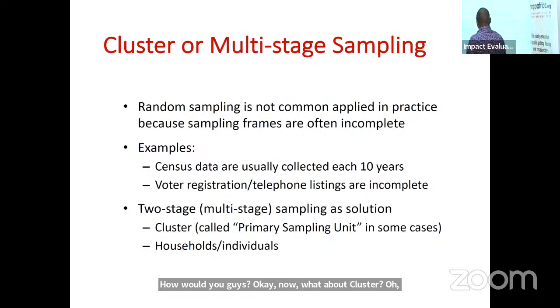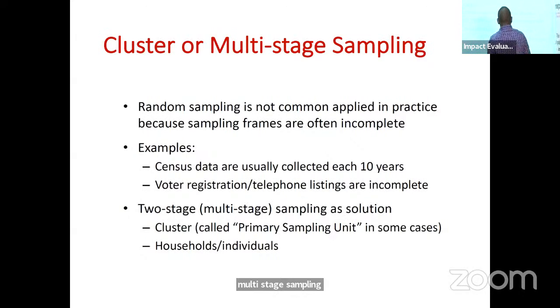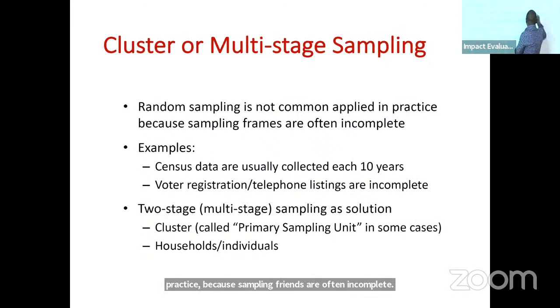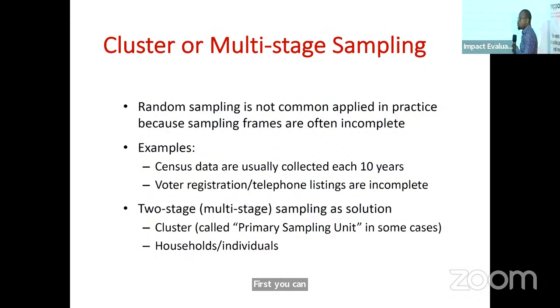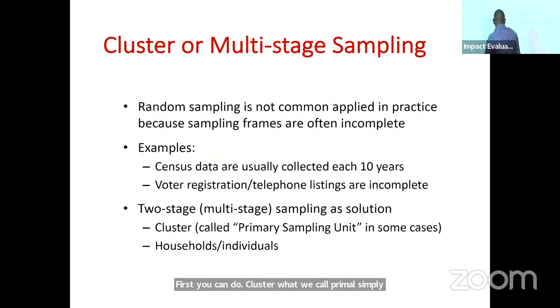Cluster random sampling is not commonly applied in practice because sampling frames are often incomplete. For example, census data are usually collected every 10 years. Voter registration or telephone listings are incomplete. So you can do two-stage or multi-stage sampling as a solution. First, you do clusters, what we call the primary sampling unit, PSU. If you have seen it in the data, PSU, okay?